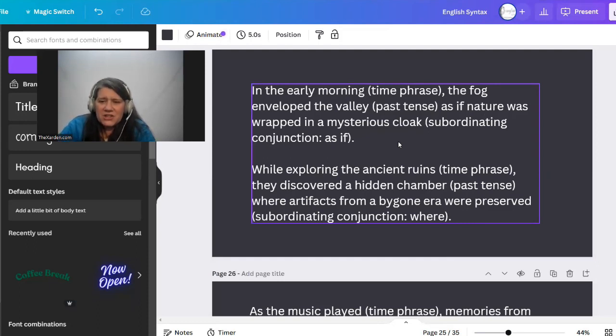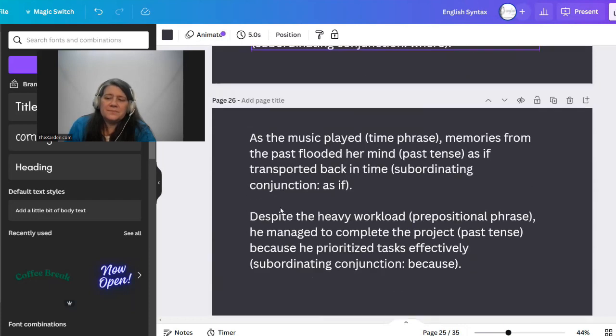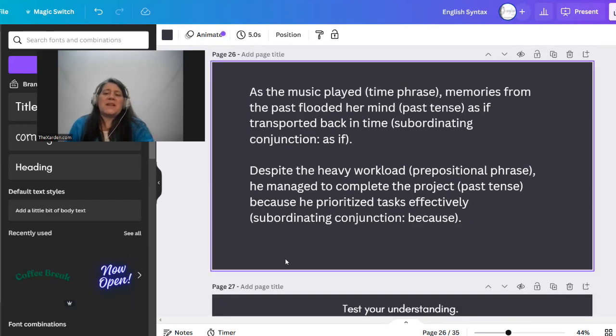While exploring the ancient ruins, they discovered a hidden chamber where artifacts from a bygone era were preserved. Where is our subordinating conjunction? As the music played, memories from the past flooded her mind as if transported back in time. Despite the heavy workload, he managed to complete the project because he prioritized tasks effectively.